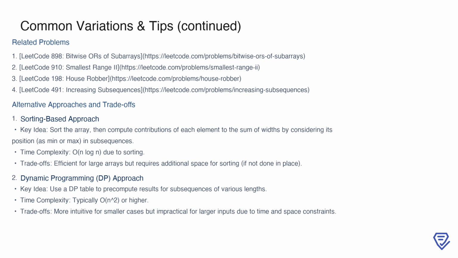Now, when it comes to alternative approaches, the sorting-based strategy is a popular choice. By sorting the array, you can efficiently calculate each element's contribution to the sum of subsequence widths based on its position as either the minimum or maximum in different subsequences. This method has a time complexity of O(n log n) due to sorting, making it suitable for larger arrays, though it may require additional space for sorting.